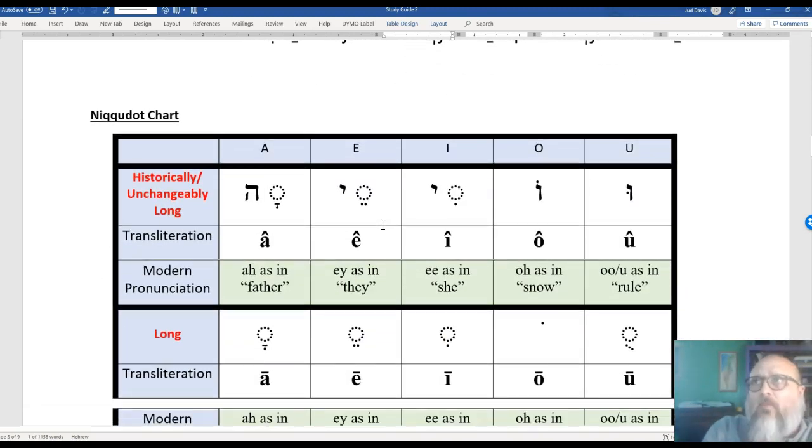Now, we're going to memorize the pointing chart. Nekudot is what it's called in modern Hebrew. And there are different ways to learn this. I've put them all in this study guide. This is the one that makes the most sense to me. Look at mine, look at Futato, look at ones on YouTube. Follow the one that makes sense to you.